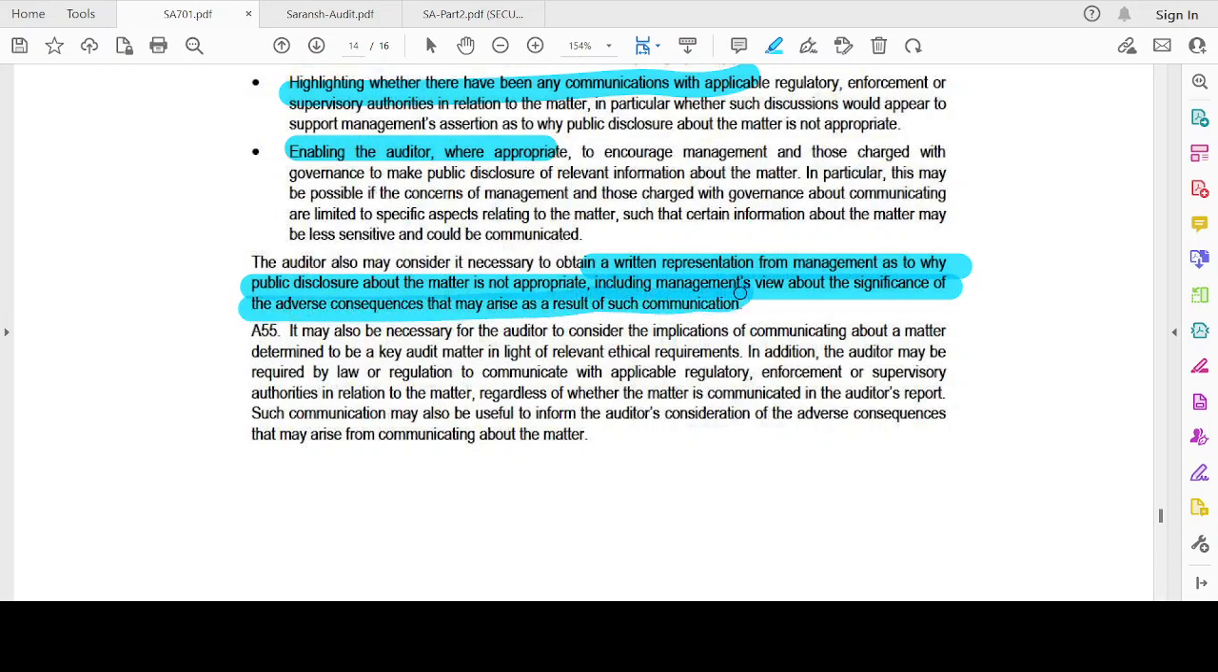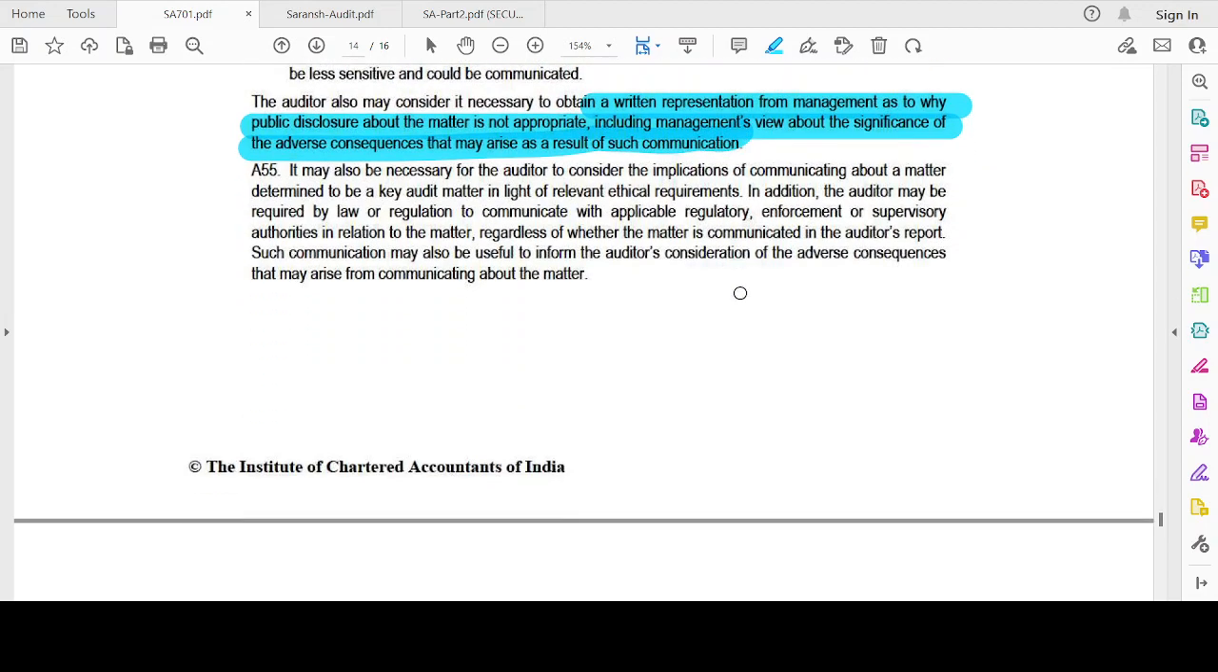Second, as I said, adverse consequences would outweigh the public interest benefit. For those, they can obtain a written communication from the management also, explaining why such information, if communicated, will have an adverse consequence.